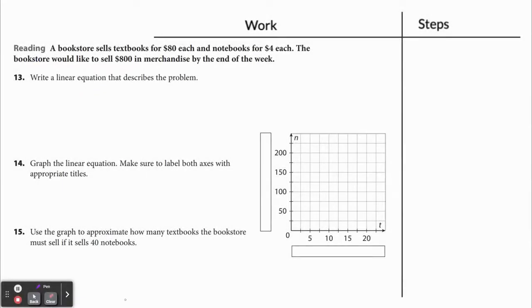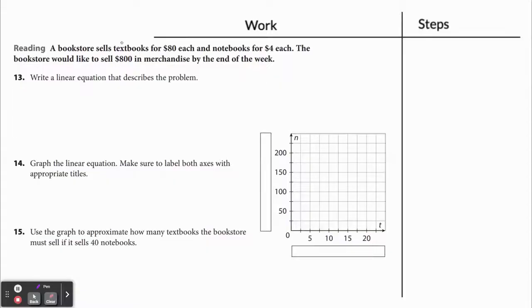Here I am asked to write a linear equation that describes this situation here. A bookstore sells textbooks for $80 each, sells notebooks for $4 each, and would like to sell a total of $800 in merchandise.